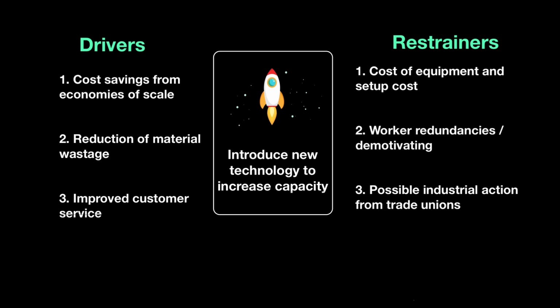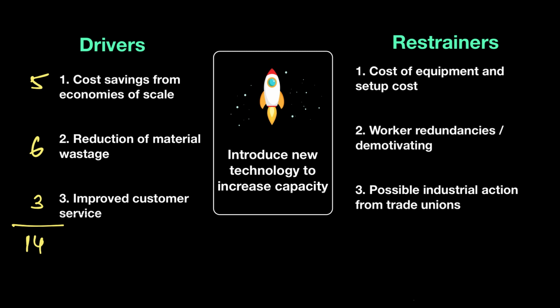So let's say when we look at the drivers, the cost savings from economies of scale, we want to see how important this driver is. Out of a 10, let's say I'm going to give this a 5. Let's say that's how important I feel that is. Reduction of material wastage, that's good, so let's say that's a 6. And improve customer service. I feel that workers can do a better job, so let's say that's a 3. And then I total this up. So 5 and 6, 11, 11 and 3, 14 is the score on the drivers' side.